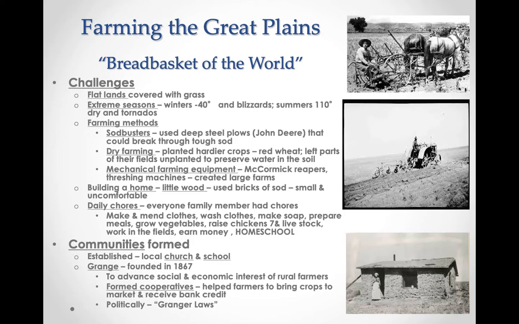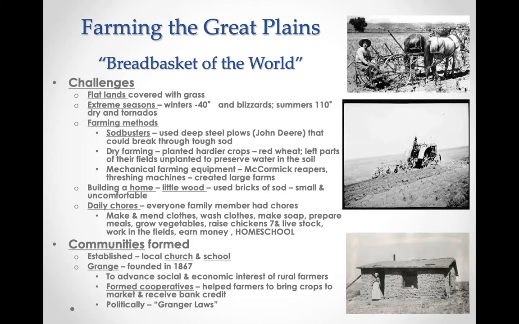The Grange was developed to promote the social and economic interests of farmers and people living in the Midwest. They formed cooperatives that helped farmers bring their crops to market and sell them, as well as getting bank credit for loans to buy crops, tools, and other items that they would need to farm. On the political front, the Grange helped to promote what were known as Granger laws in Congress and in the states of the Midwest. These laws helped to make farming easier and more financially feasible for the farmers who were moving into these regions.